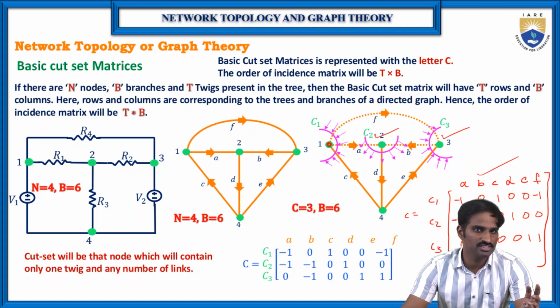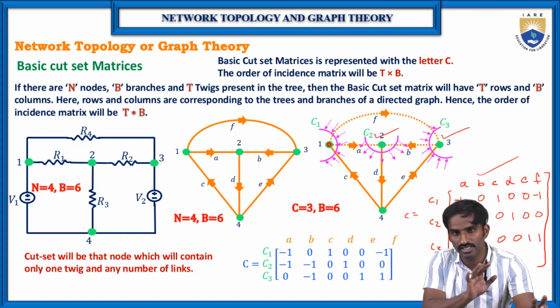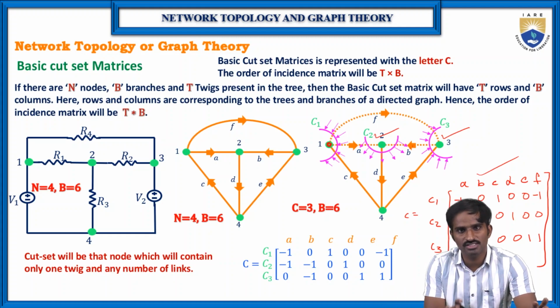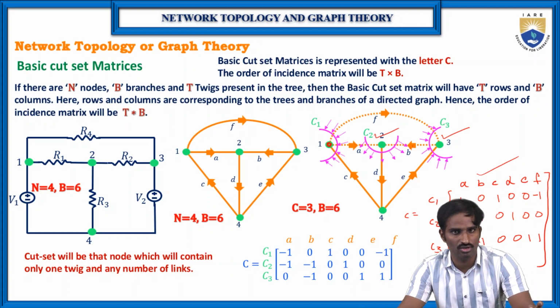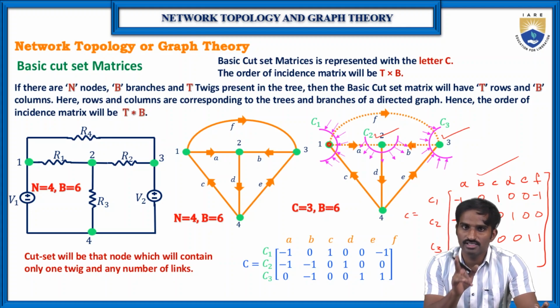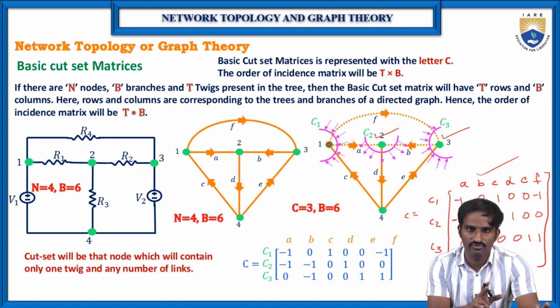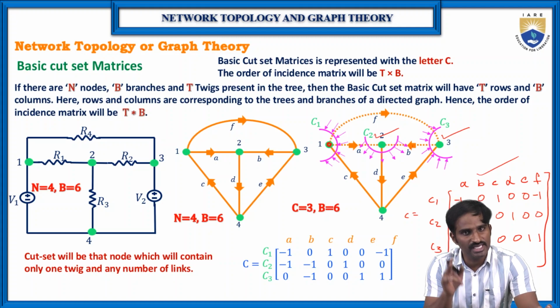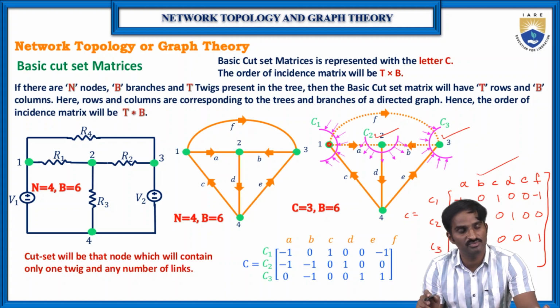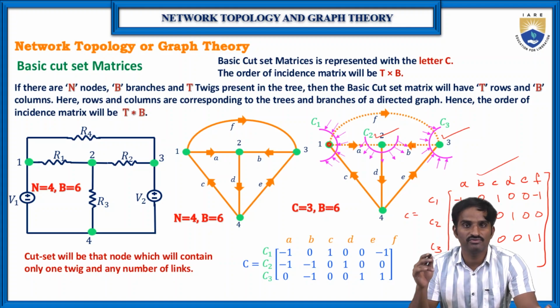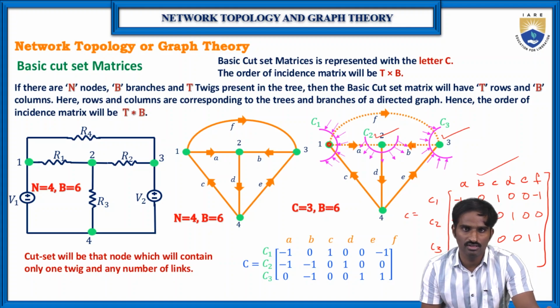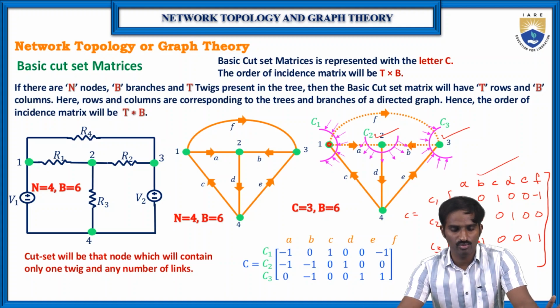The incidence matrix is with respect to the nodes. In all the cases the columns are the same: the number of branches. But the rows are the number of nodes in the case of the incidence matrix, the number of links in the case of the basic tie set matrix, and the number of twigs in the case of the basic cut set matrix. I hope everybody has understood this network topology, or graph theory.